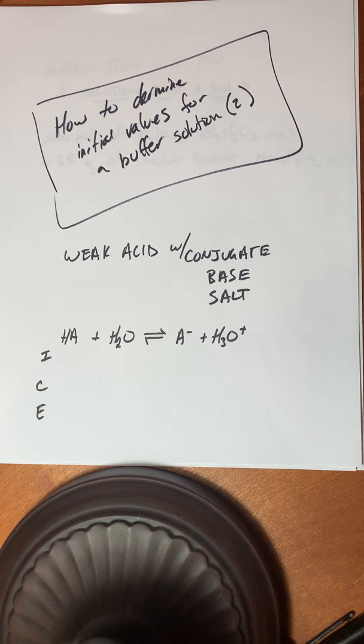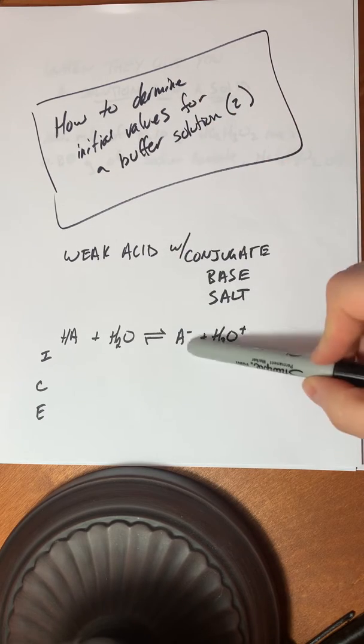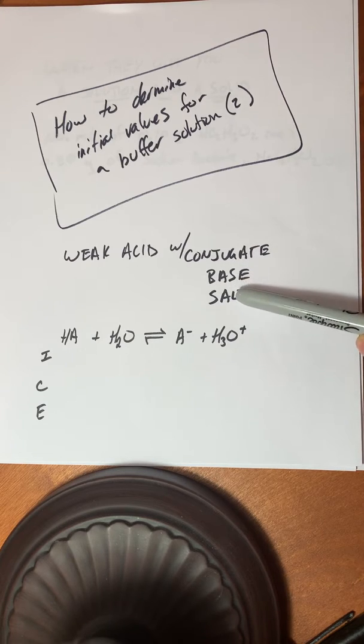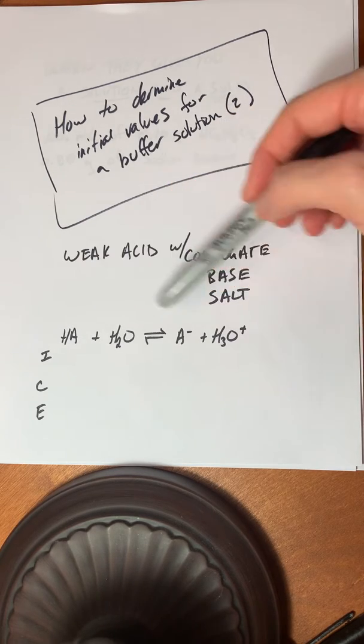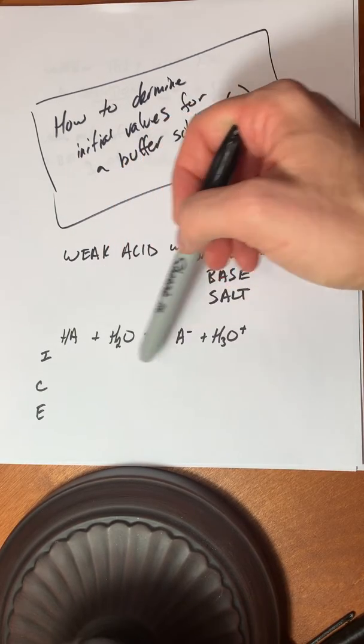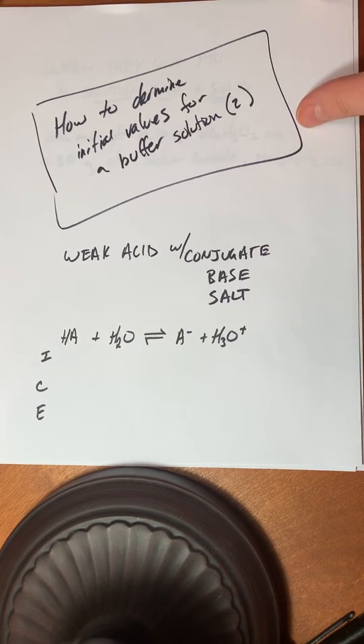In this video, we're going to look at how to create a buffer, and what the initial values would be for weak acid buffers and their conjugate base using salts. We're going to add this conjugate base in directly by using the conjugate base salt. So we're going to add some weak acid and some conjugate base in directly, and we want to get these initial values, and then you guys will solve the ice table from there.